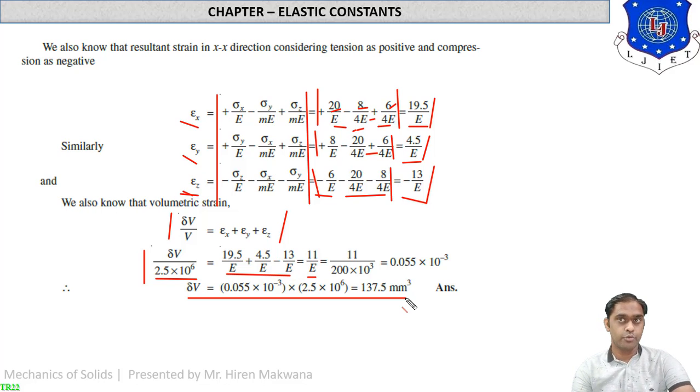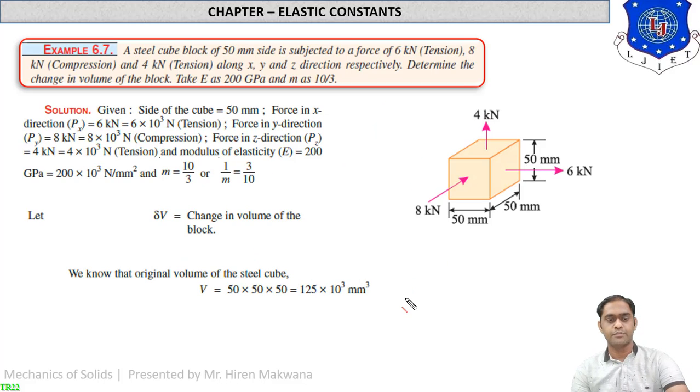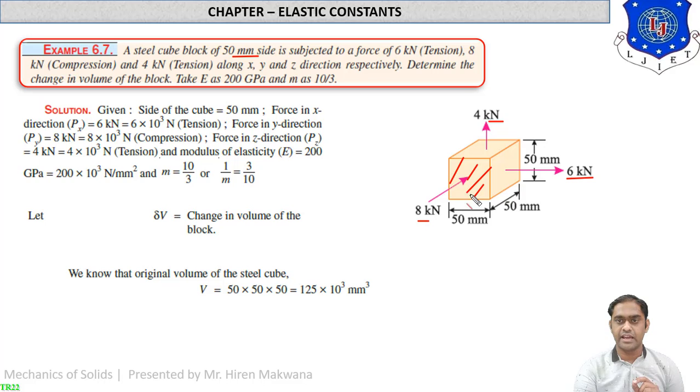Let us see one more numerical for your practice. 6.7. What is given in the data? Steel cube block of 50 mm side. This is 50 mm. 6, 4 and 8. Now 8 is tensile. So while you are taking the force 8 kN, you have to take this area, means 50 cross 50. In this case, actually it is a cube, so all the areas are equal. So it is very easy for you, 50 cross 50 whenever the area is required.